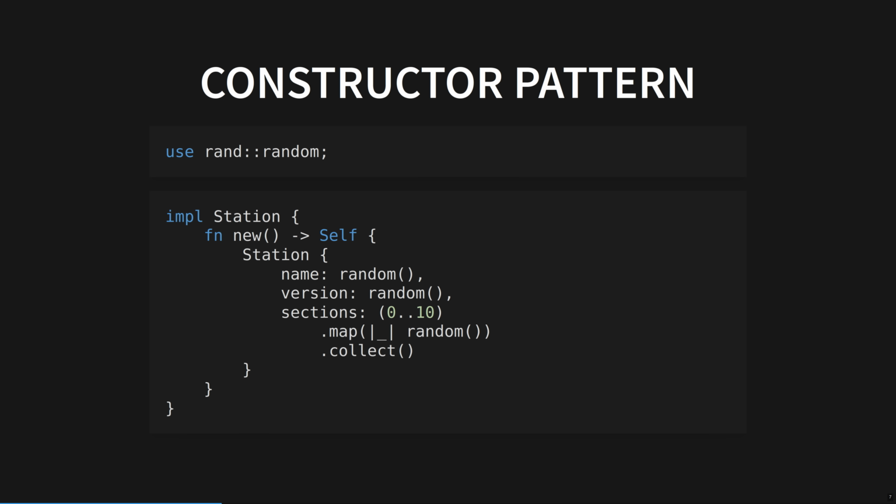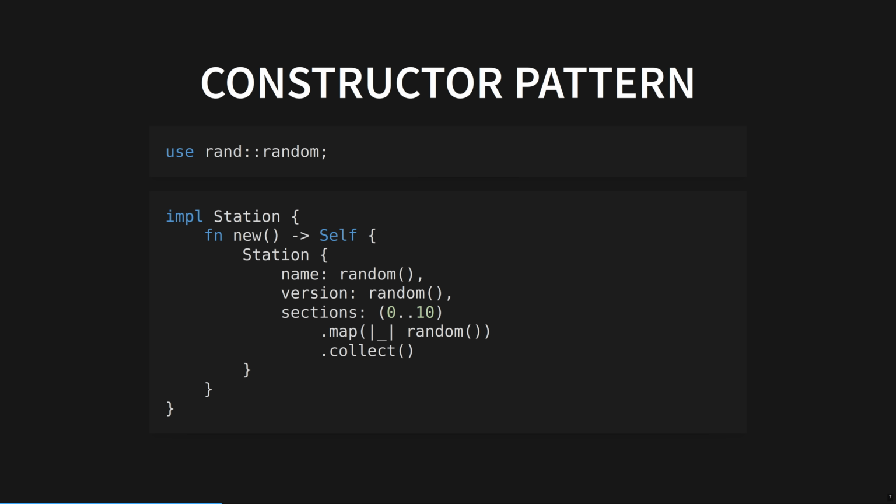Our first Rust pattern is the constructor pattern. Rust structs do not require a method like this to create them. You can just do it directly. However, very often you want to control how a struct is created. The convention is to implement the new method, as I have done here. In my new method, it randomizes the station's name, version, and sections. We are using the incredible rand crate to do this.